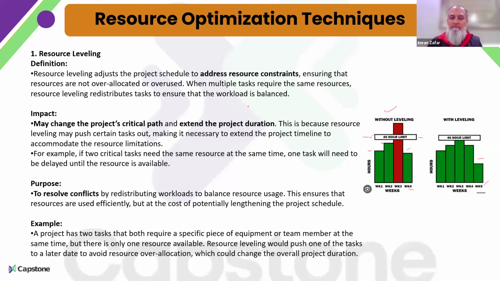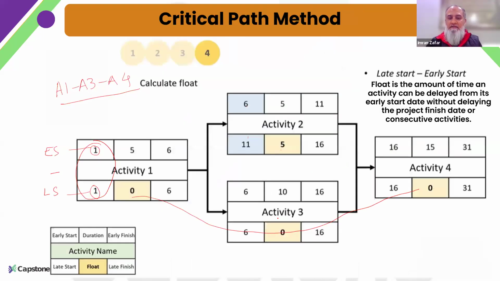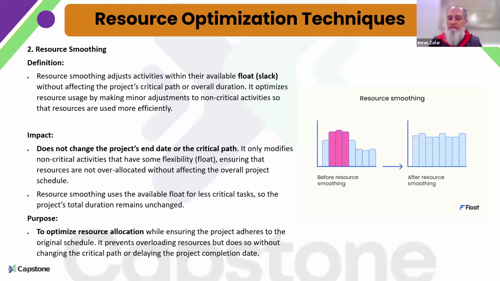As in our previous example, let's say this is my activity 3, and it requires a resource that is working on maybe this activity as well. In that scenario, if I need to delay this activity due to resource-related constraints, then I have no option but to increase my schedule. I need to give some time. But resource smoothing is generally employed on activities that are not on the critical path.